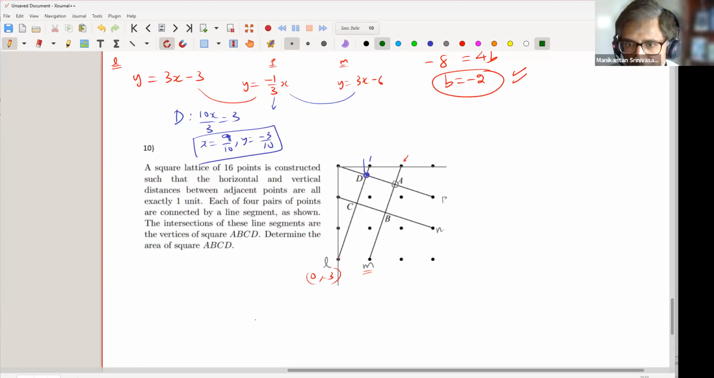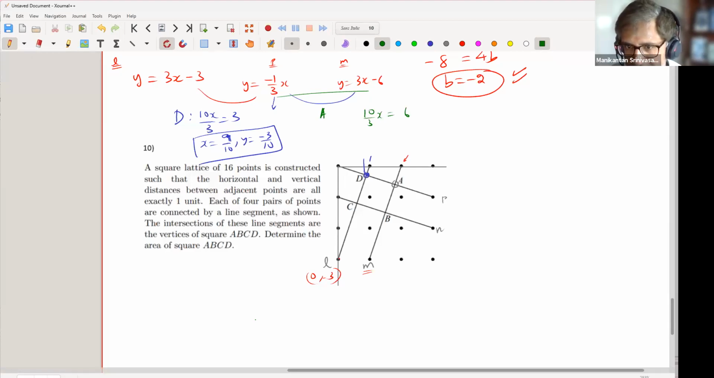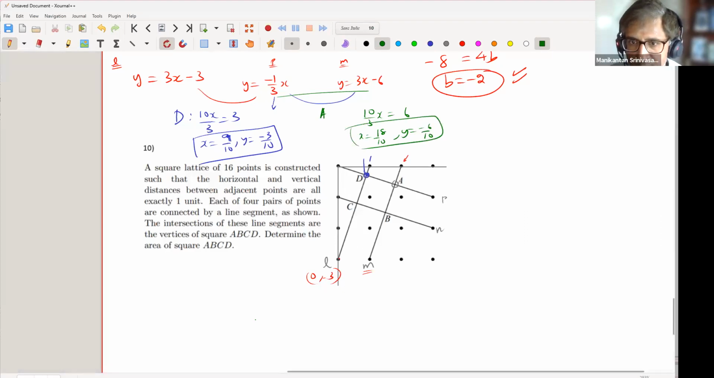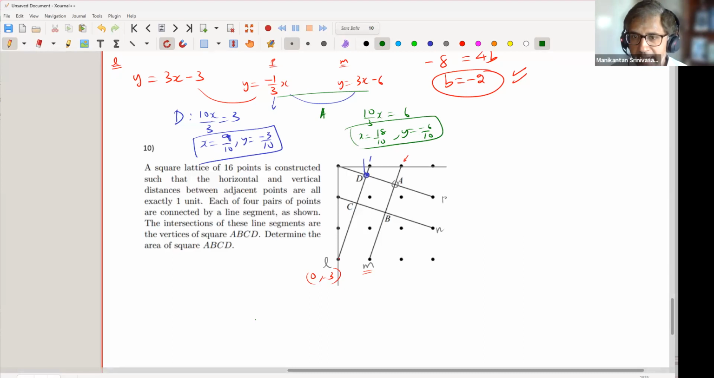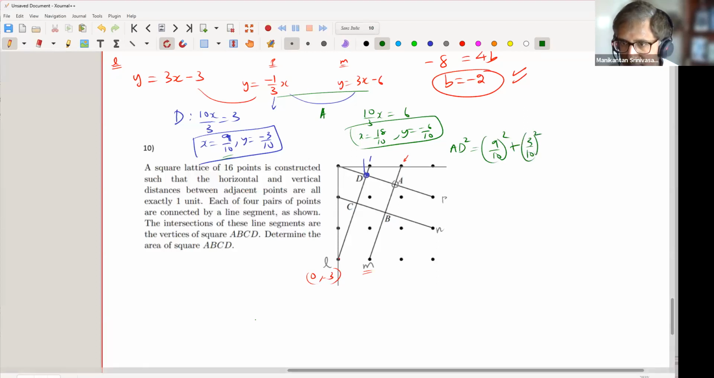Similarly, we'll do it for A. If I equate these two, again 10 by 3 x will be equal to 6. So literally it's double. You can see that it's proportion, right? Therefore, x is 18 by 10 and y is minus 6 by 10. Now we want AD squared. The area of the square is just AD squared, which is by the distance formula just 9 by 10 squared plus 3 by 10 squared, the difference between these two. 81 plus 9, so 9 by 10 becomes the area.